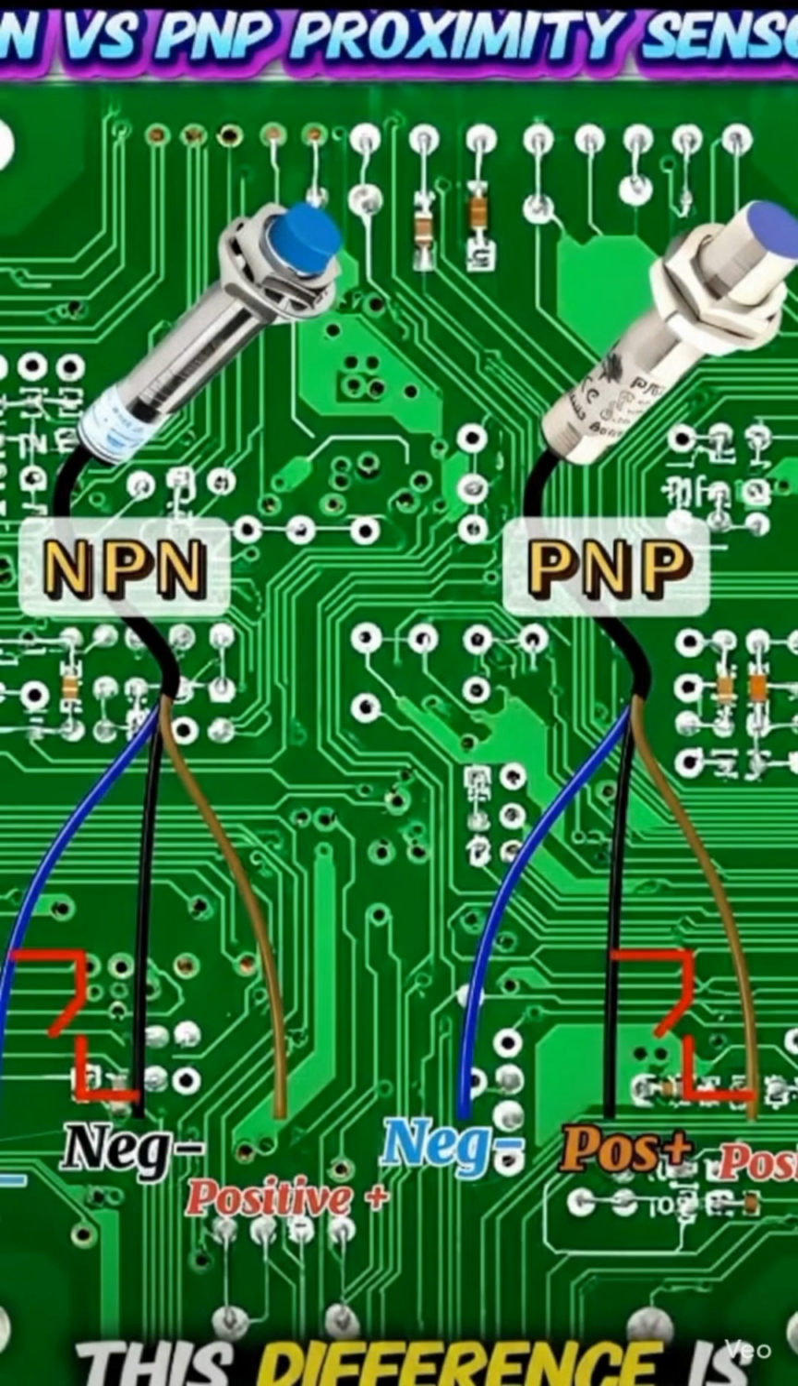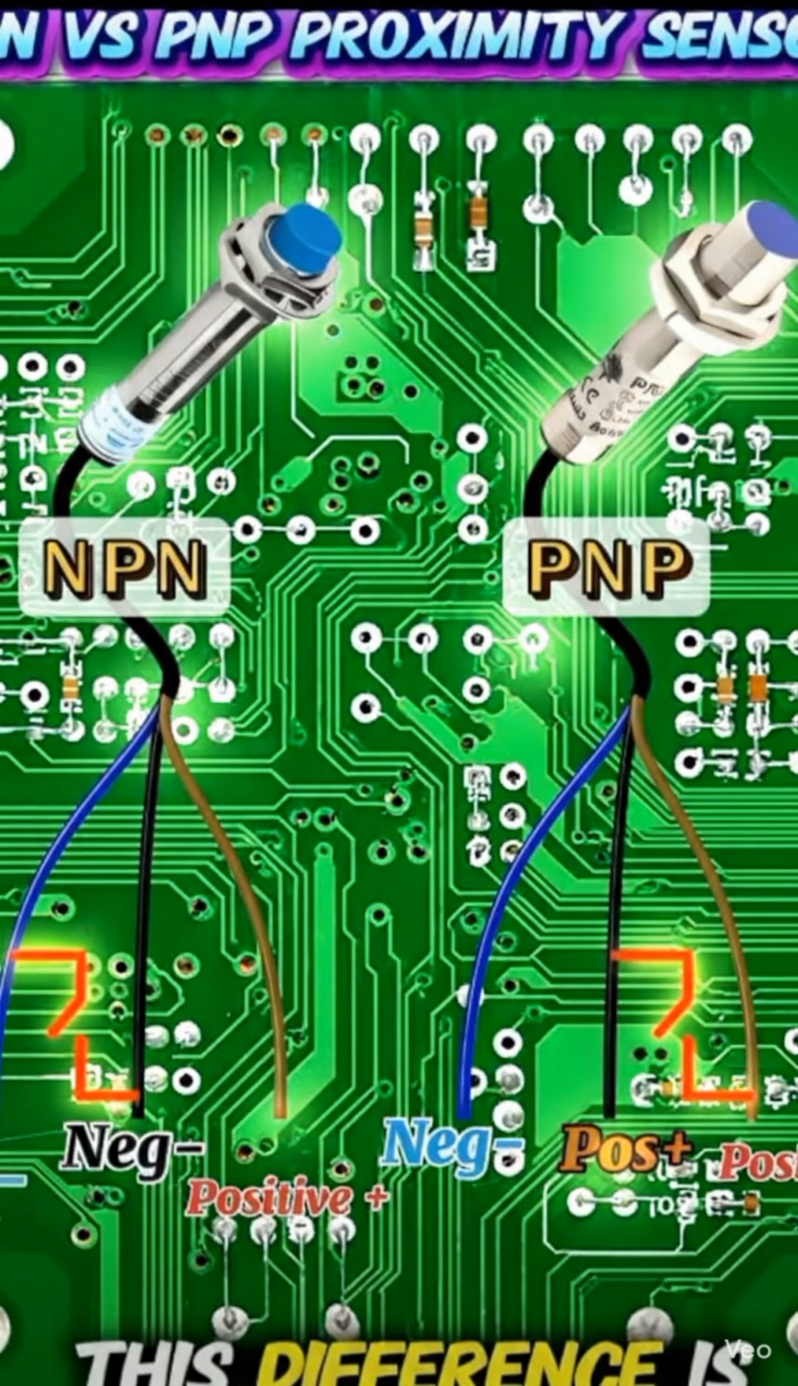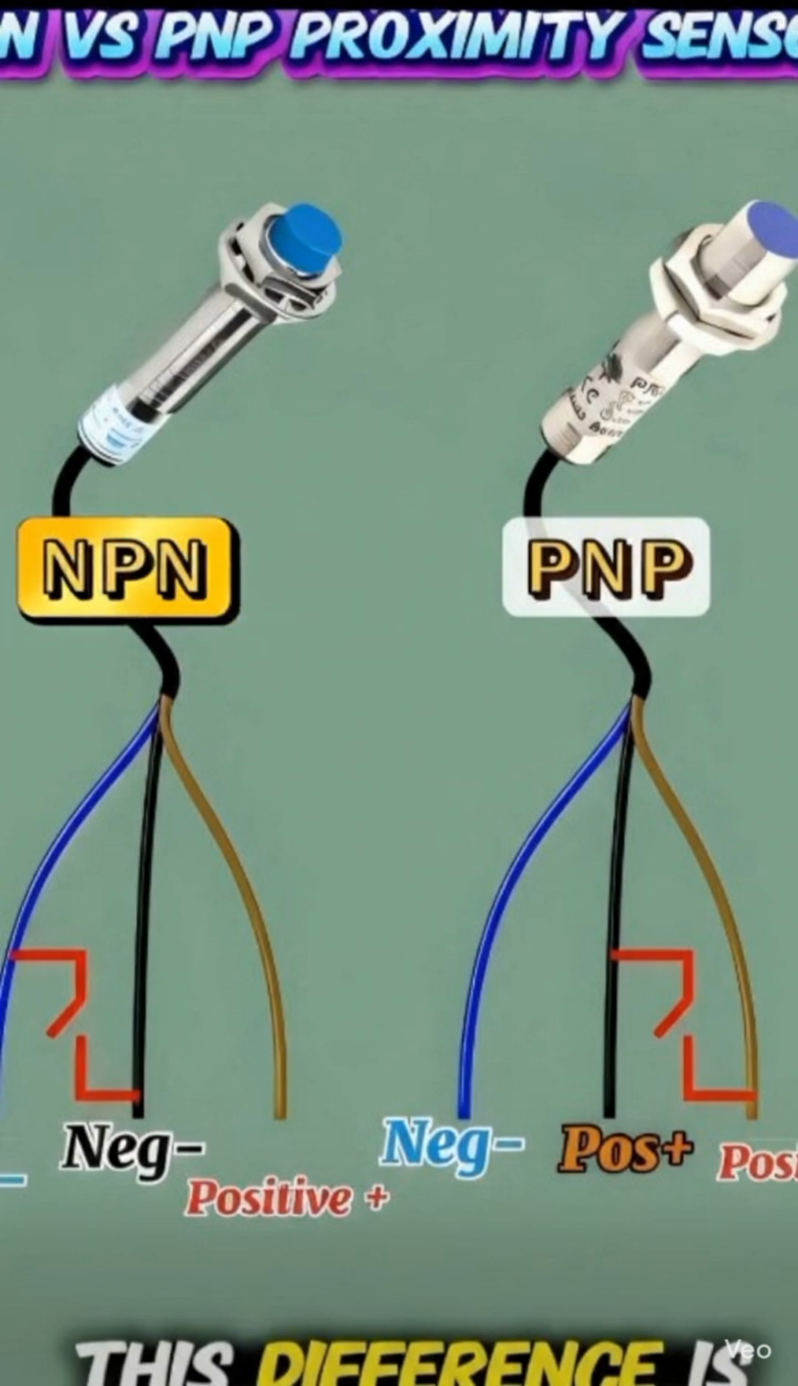Simple summary. Feature: base relative to emitter. NPN: more positive. PNP: more negative. Easy to drive with positive voltage: NPN. Negative or lower voltage: PNP. Common usage: NPN low-side switching, PNP high-side switching.